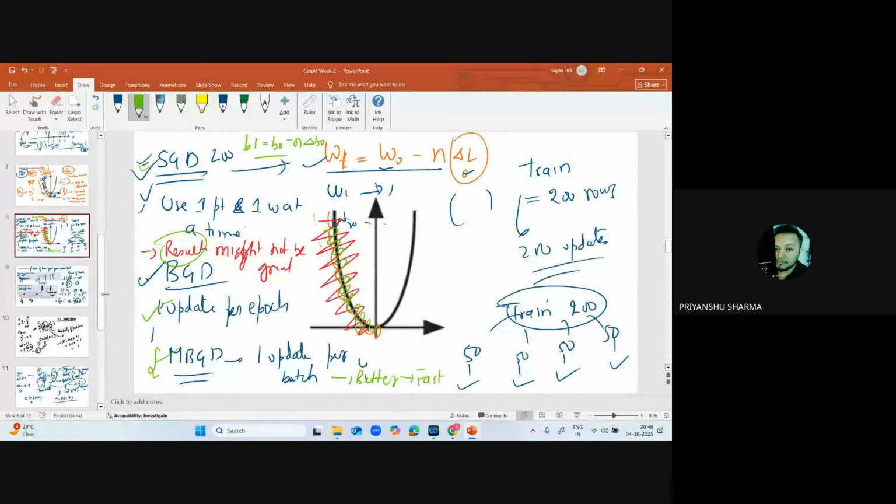Sir, is BGD also called vanilla gradient descent? Yes, it is also called vanilla gradient. Vanilla means the plain one, right? So it's also called vanilla. Even the term vanilla gradient descent we can use for BGD.